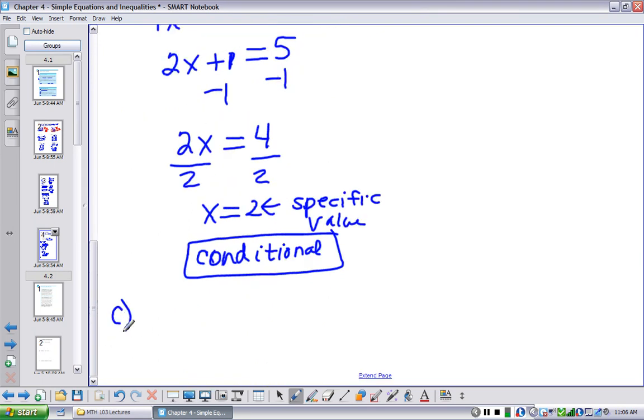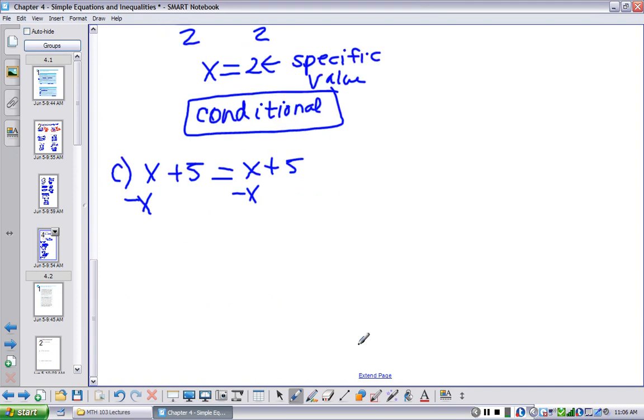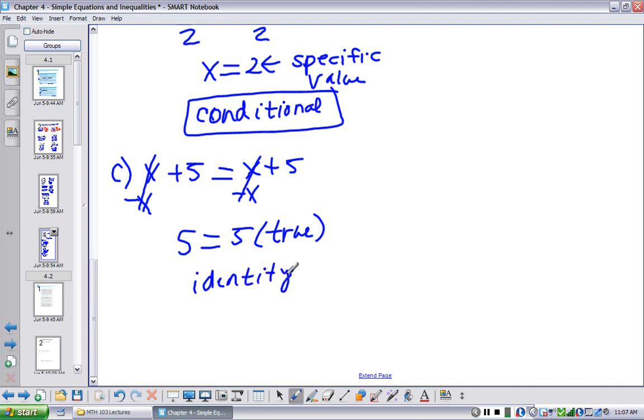So we had a contradiction, we got a false statement. Conditional is where we actually get a specific answer back. And let's look at part C that we created up there. x plus 5 equals x plus 5. Now, certainly here we can look and say, okay, we have a true statement. But let's go ahead, because sometimes it may not be as easy as looking at them and telling. We subtract x from both sides. We have 5 equals 5. So our x's go away. This is a true statement. So that means no matter what value of x we put into there, we'll get a true statement back. This is an identity.